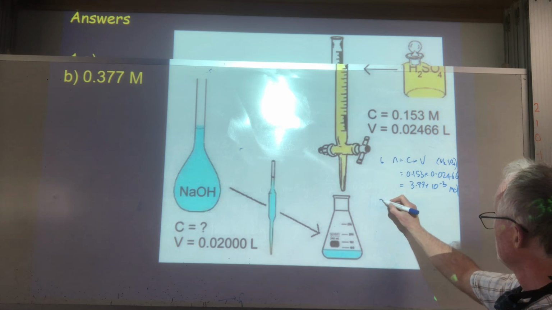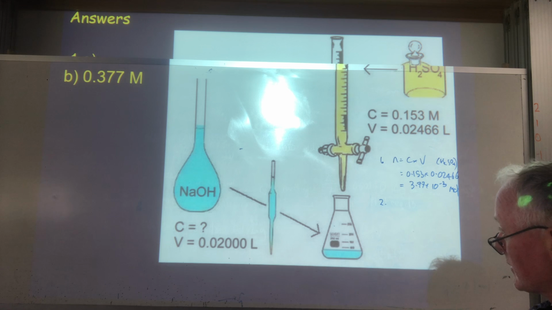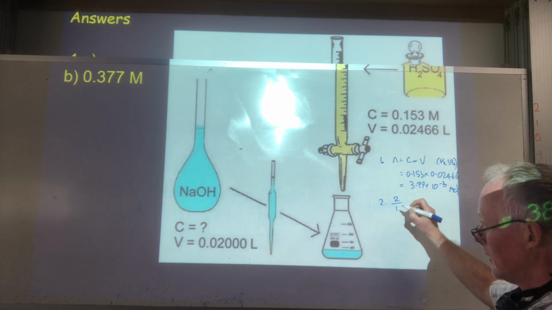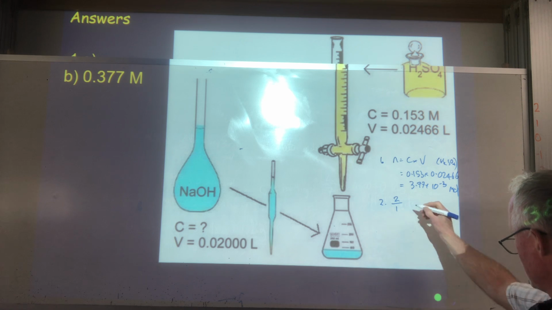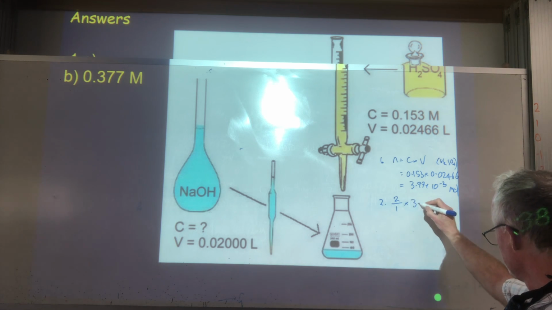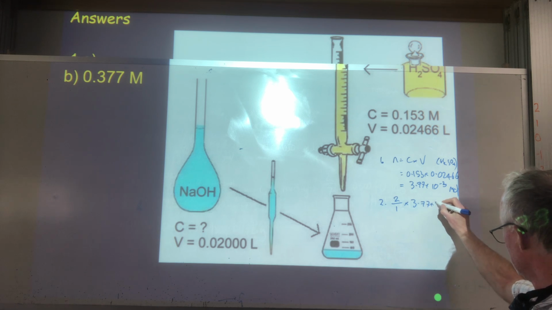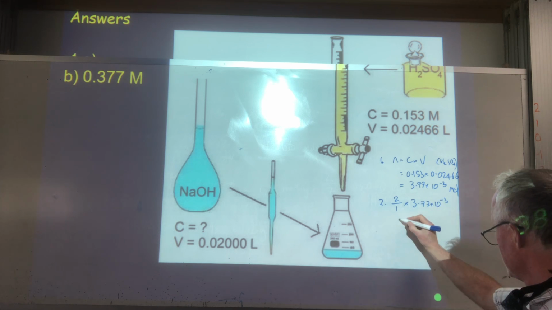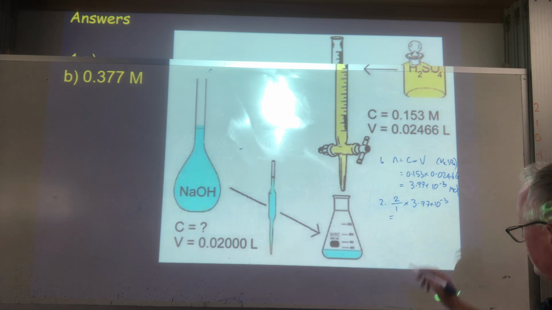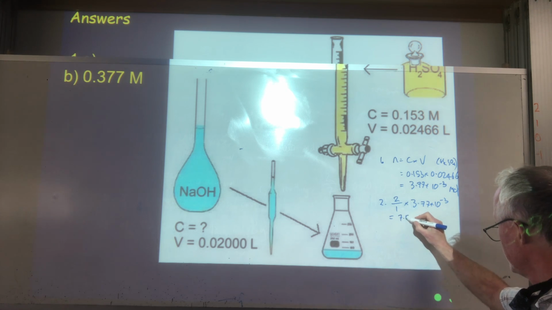What have we got to get moles of the sodium hydroxide? So it's going to be what we want, which is sodium hydroxide, which is 2, over what we've got, which is sulfuric acid, which is 1. So I shall multiply my previous answer by 2. 7.55, that'll probably round to.